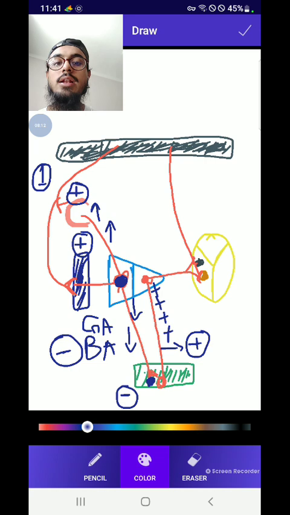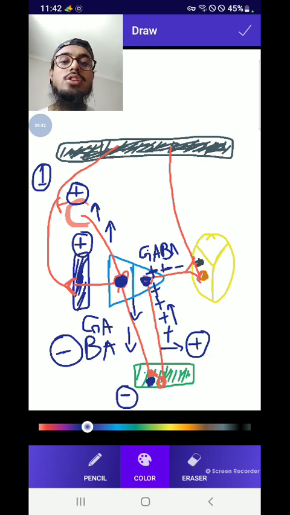From the globus pallidus internus, what neurotransmitter is released by the action of the glutamate? A lot of glutamate goes to the globus pallidus internus, and from the globus pallidus internus GABA is released, which is very high in amount. This very high GABA travels towards the thalamus. So now the action potential goes to the thalamus. When there is a high amount of GABA, it strongly inhibits the thalamus.